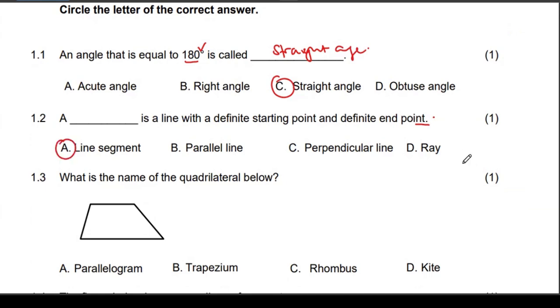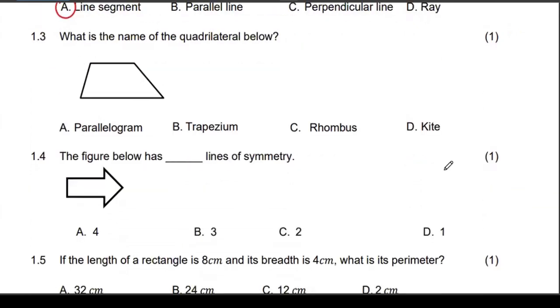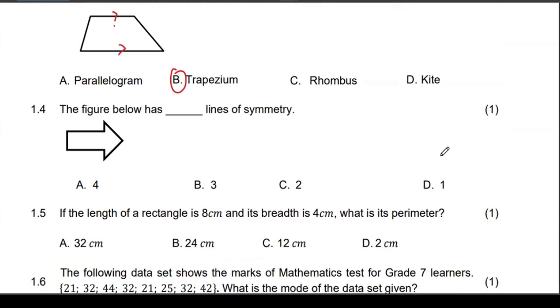And then what is the name of this quadrilateral? So by looking at it, we feel like these lines are parallel. So this shape is a trapezium. Okay, it cannot be a parallelogram, cannot be a rhombus, it can be a kite. So trapezium is the best answer.